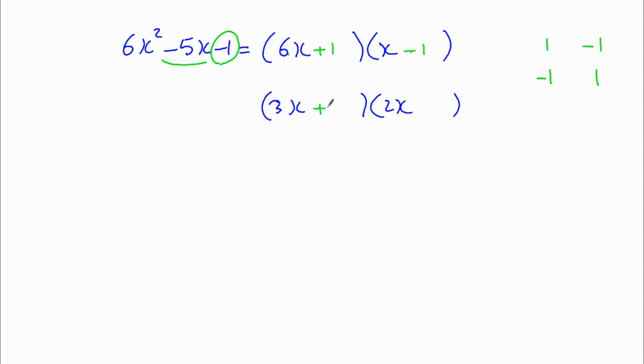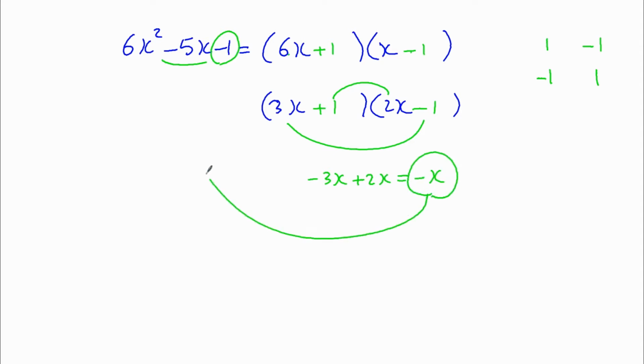So if I just put, for example, plus 1 and minus 1 in here, again 3x times 2x is 6x squared, and 1 times minus 1 is minus 1, but this minus 1 times 3x and 1 times 2x, so minus 1 times 3x would be minus 3x. 1 times 2x would be plus 2x. If we add them up, it would be minus x. This minus x is not equal to that 5x. So therefore, this minus 1 and plus 1 in here is not the right answer.